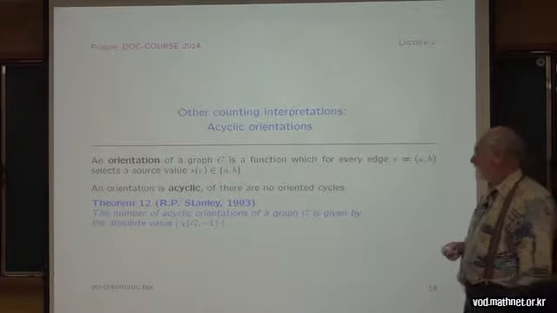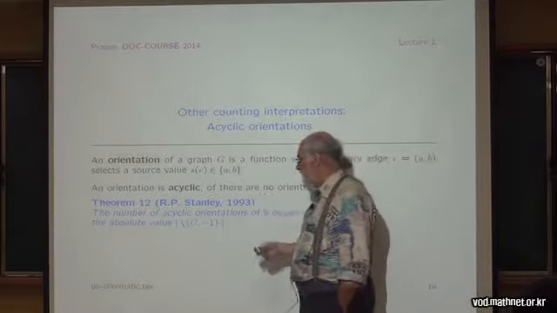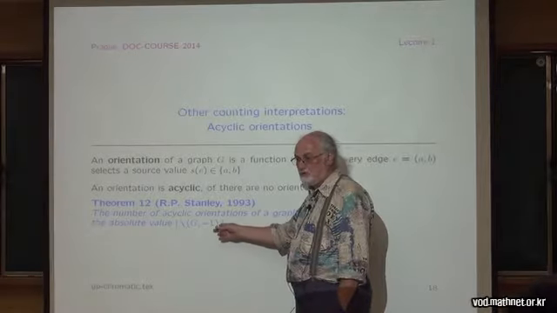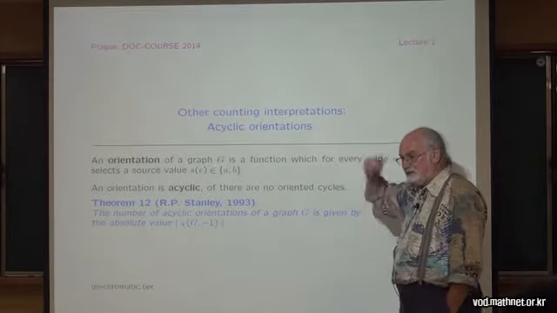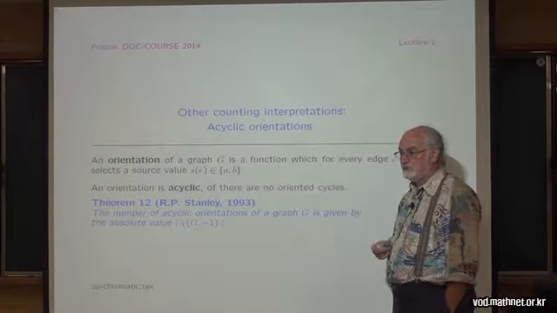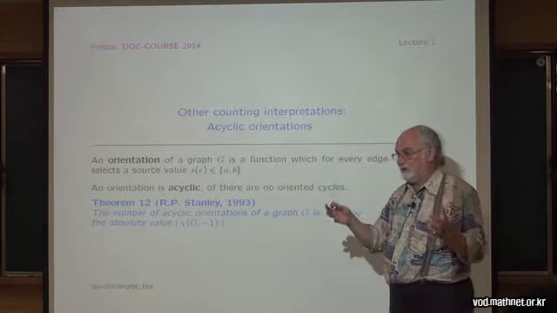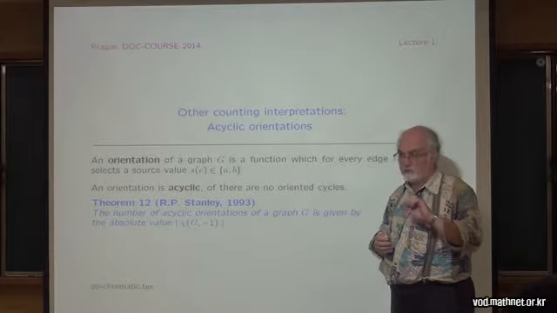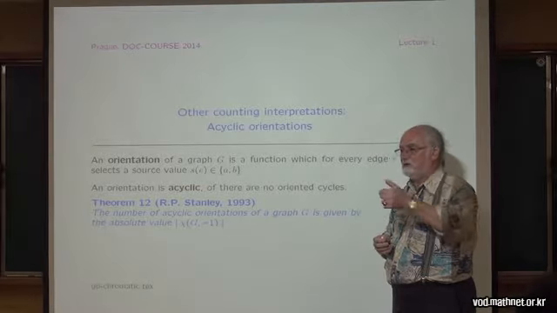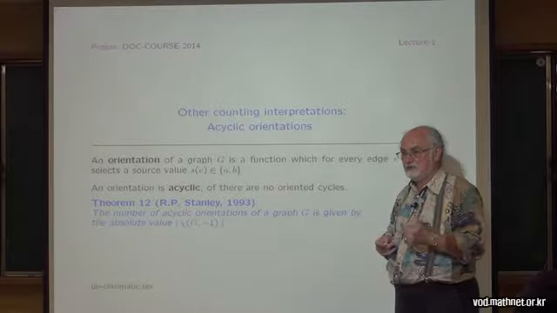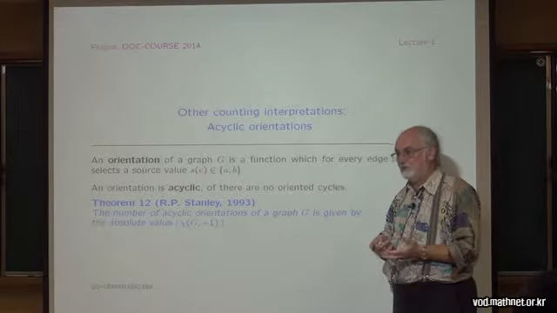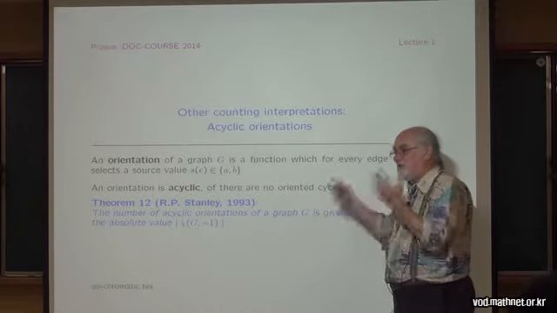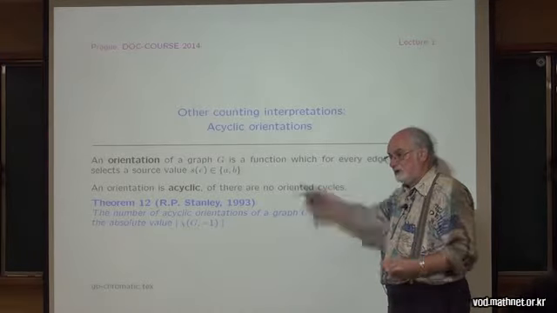Stanley showed that this happens to be, if you take the absolute value of it, the number of acyclic orientations of a graph. You take every edge, and you have two ways of orienting it. So you have 2 to the number of edges to give an orientation of the graph. And this counts how many of those happen to be acyclic.